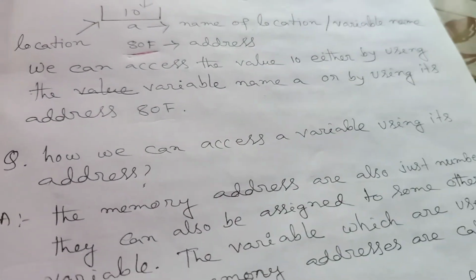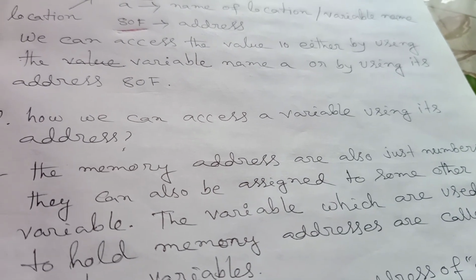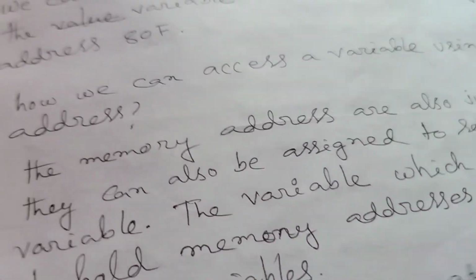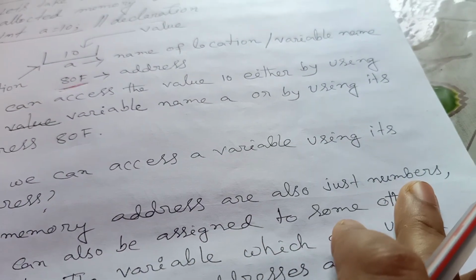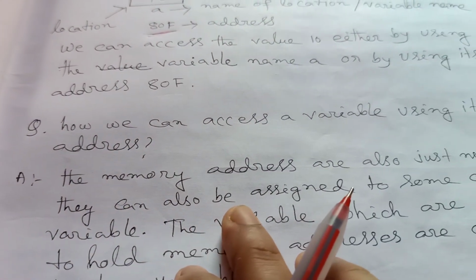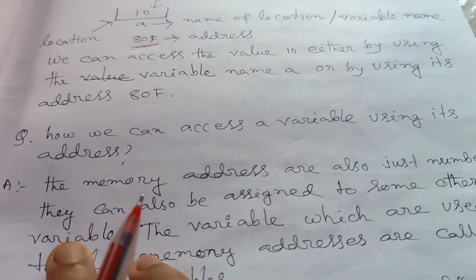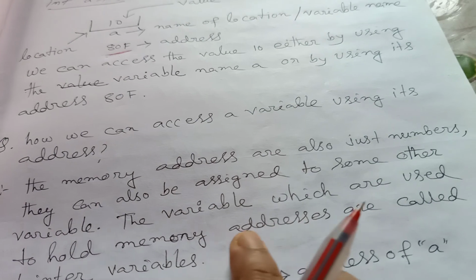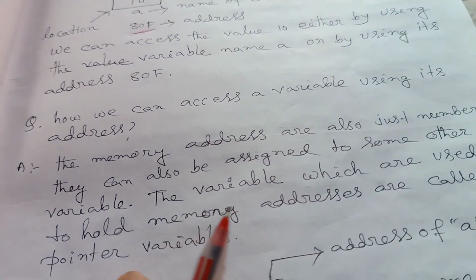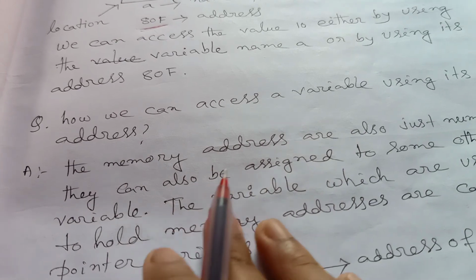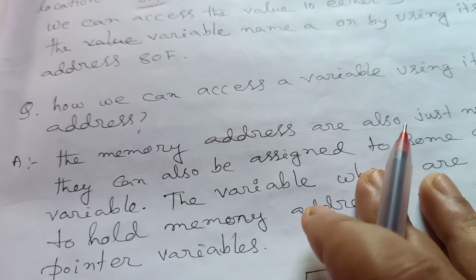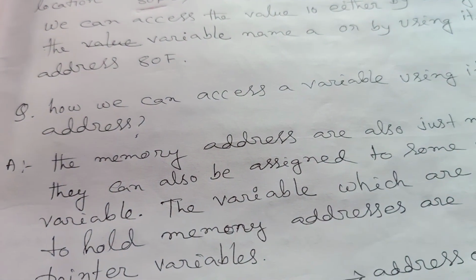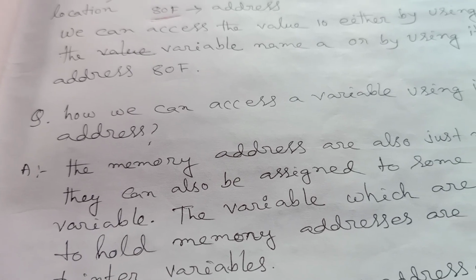Now the question is how we can access a variable using its address. The memory addresses are also just numbers. They can also be assigned to some other variable. The variables which are used to hold memory addresses are called pointer variables. That means by using a memory address we can access a variable.